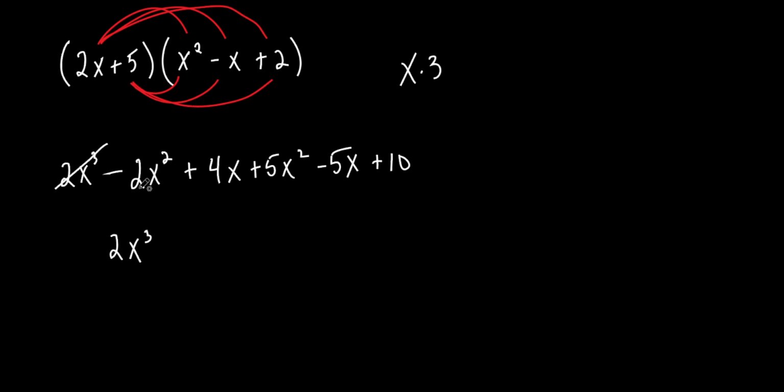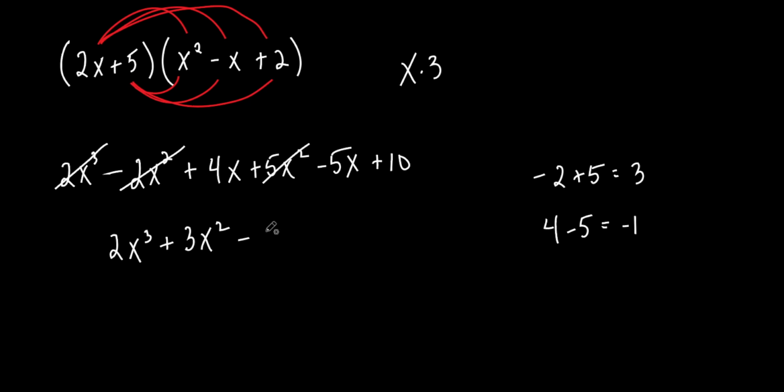Let's do the x squareds. I got a negative 2x squared, a positive 5x squared. What is negative 2 plus 5? Positive 3. All right, so this is going to be plus 3x squared. I'm done with the x squareds. Now I got some x's, don't I? I got a couple x's. I got positive 4x minus 5x. What's 4 minus 5? It's negative 1. So this is a what? Negative 1x. Do you need the 1 there? You don't need to. If you want it there, it's fine, I guess. But you don't need it. Looks a little nicer without it. All right, I'm done with the x's.